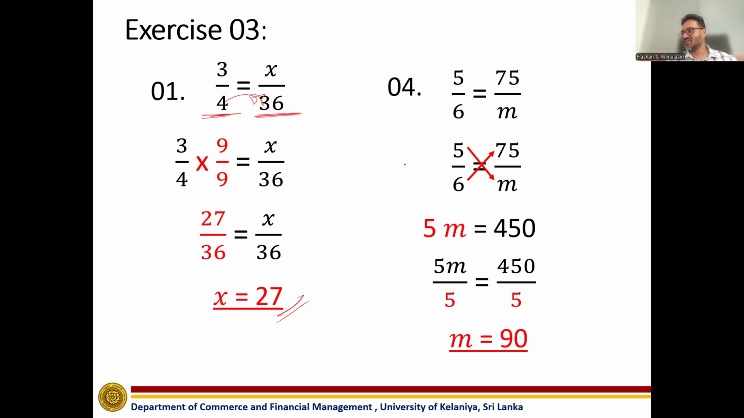And also you can do the same with cross multiplication, 5 into m, 6 into 75, like this. Here also you are getting the same answer with both methods.